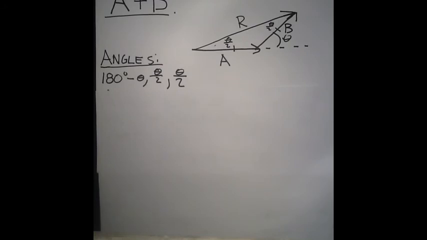So now we're going to work with the vector A plus B. Start off by drawing a diagram where you draw A going in the positive direction, B going in the positive direction, and then make a hypotenuse for the magnitude R. And you'll have your angle theta between the horizontal and vector B. And then inside the triangle, which ends up being an isosceles triangle, you have your angles 180 degrees minus theta, theta over 2, and then theta over 2 again.